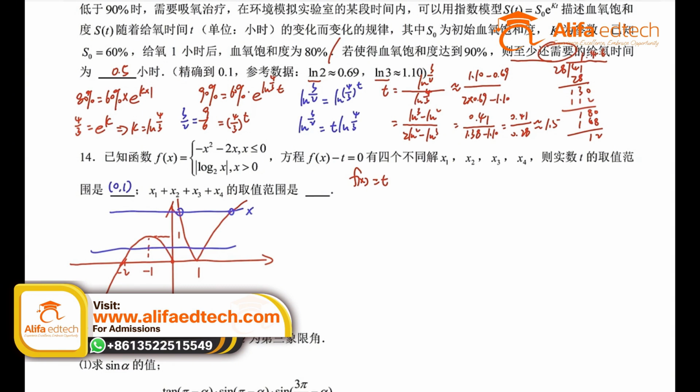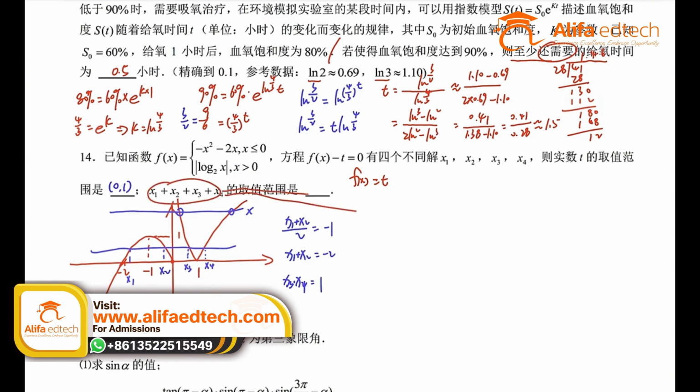Okay, now let's continue. We need to find the range of x1 plus x2 plus x3 plus x4. So let's label them. We can say this is x1, this is x2, this is x3, and this is x4. So based on symmetry, (x1 plus x2) divided by 2 must be equal to -1. This means that x1 plus x2 equals -2. We can just establish this relationship first. Okay, and for the absolute value of the logarithm of x to the base 2, there's a property that says x3 times x4, their product, is a constant, which is exactly 1.